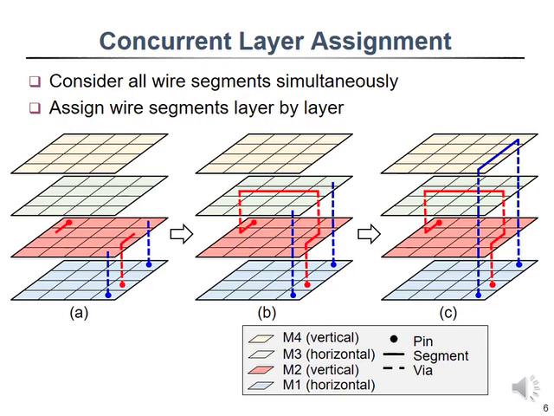Therefore, we will not assign the blue segment on Metal 2. Instead, we assign the two red segments on Metal 2. In Figure B, we also concurrently assign the necessary vias from Metal 2 to Metal 3, and assign the horizontal red segment on Metal 3, and so on. When it gets to the top layer, we finish our layer assignment.